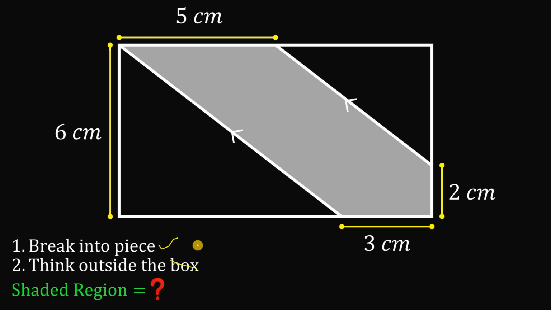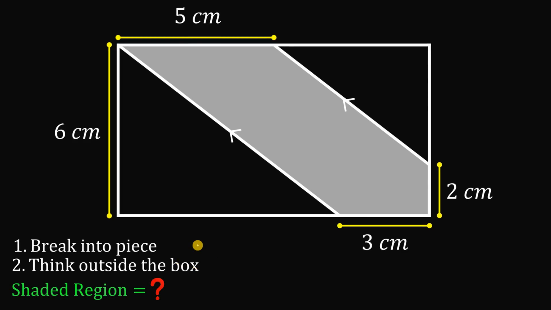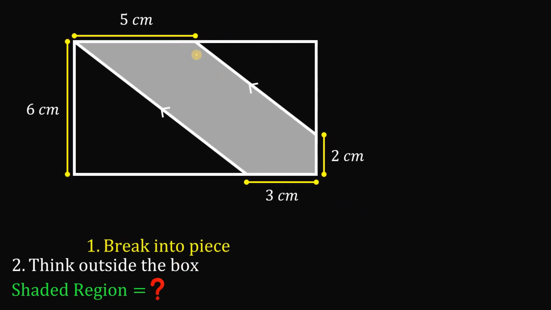Alright, so now let's first use the first method, which is break into pieces. So this is our shaded region. What we're going to do is break this into two pieces like this. Now at this point, we have two pieces. The first one is a parallelogram, and the second piece is a trapezoid.